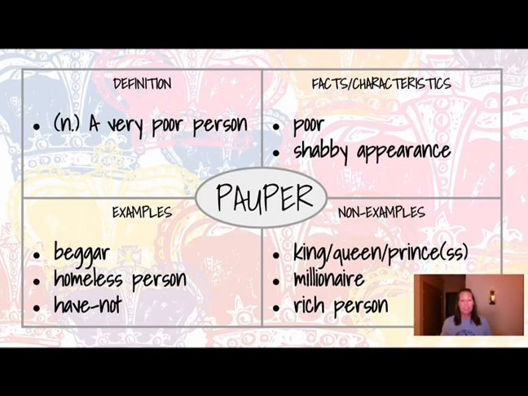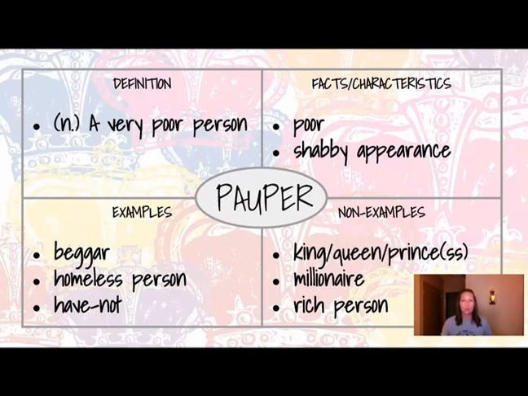Then if we look at some examples, these would be more modern-day terms that you might see. We don't use the word pauper very much in modern day. So more often you might see the word beggar or homeless person or even have-not, haves and have-nots. Otherwise, typically the terms that we use to describe someone who has less money would be that they are lower income or they have a lower socioeconomic status. So those are our fancy politically correct ways to say it, because nowadays calling someone a pauper would probably be considered pretty rude.